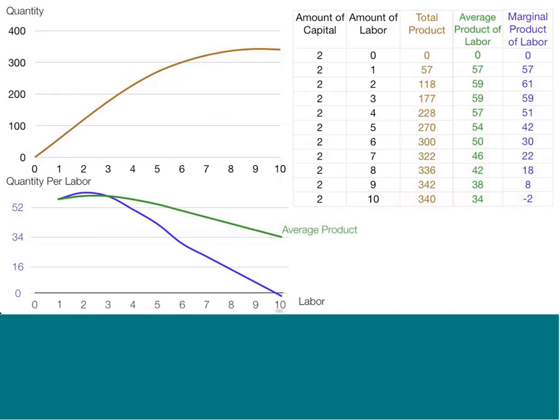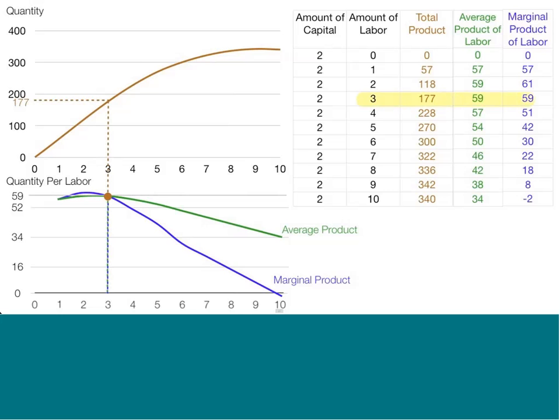Notice that these two graphs intersect at 3 labor units. Average product of labor and marginal product of labor is 59. If I draw it up, I see the total output at that level is 177. So I end up with 3 labor units, total product of 177, average product and marginal product of labor are both 59.